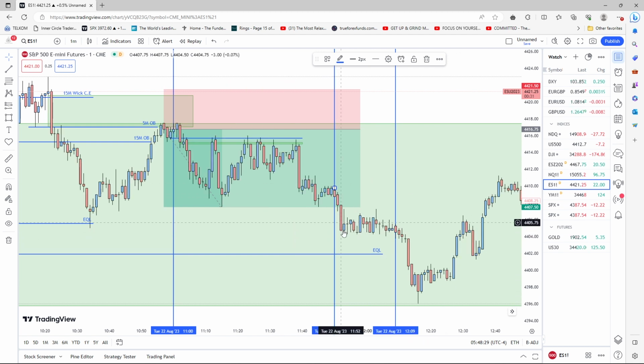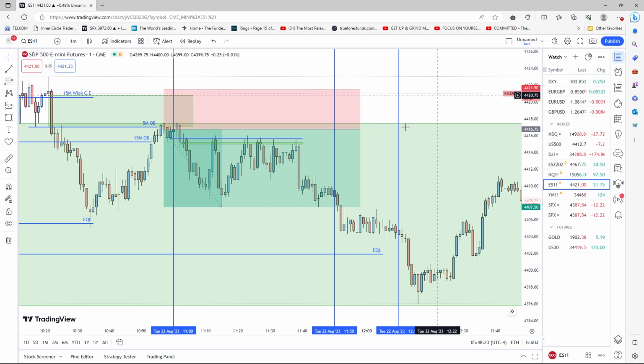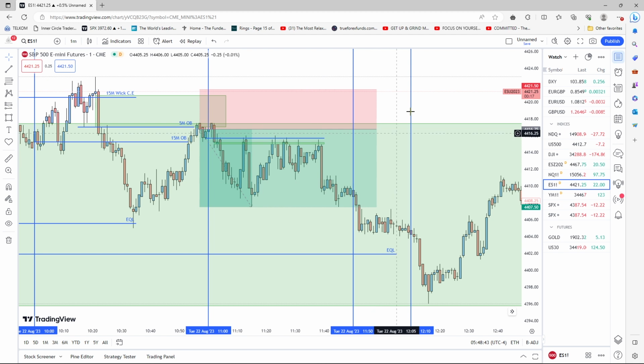Not much happened. We just chopped around, 11:50 to 12:10. Nothing much happened. It just acted as a consolidation period, as a lunch period.